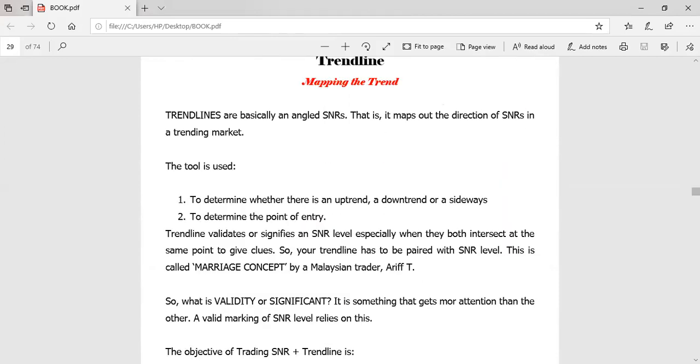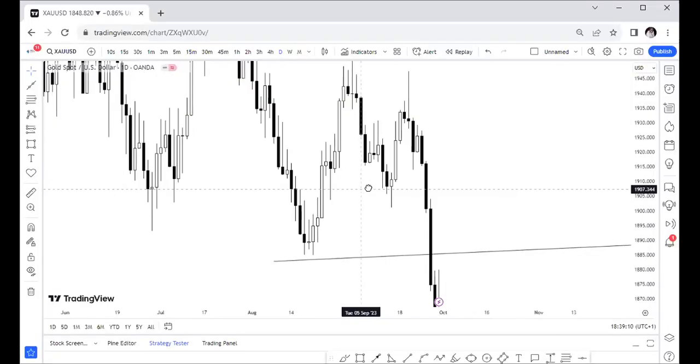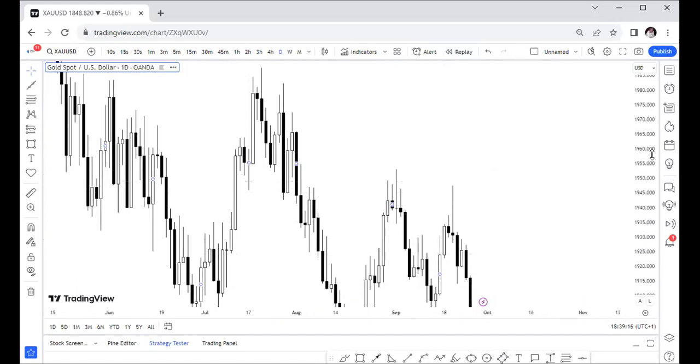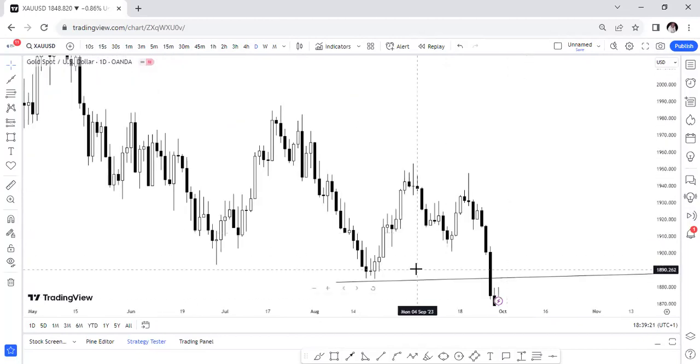Yeah. So the tool, the first use is that we use it to determine whether there's an uptrend, a downtrend, or a sideway. And then the second use is to determine the point of entry. Like I've shown you, you use it to determine whether the price is in a downtrend or in an uptrend. So we use it to determine that.